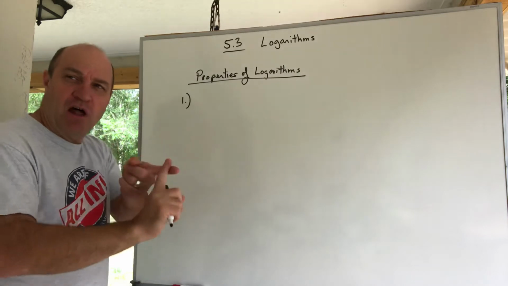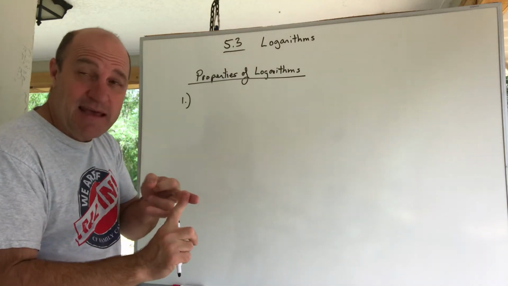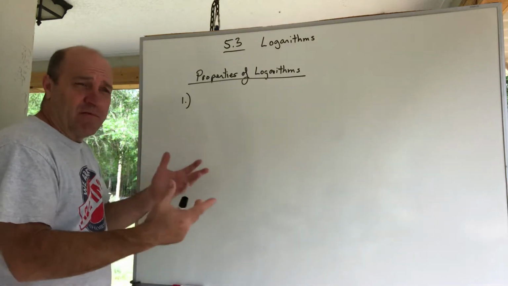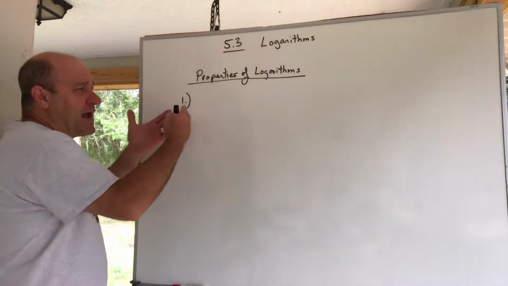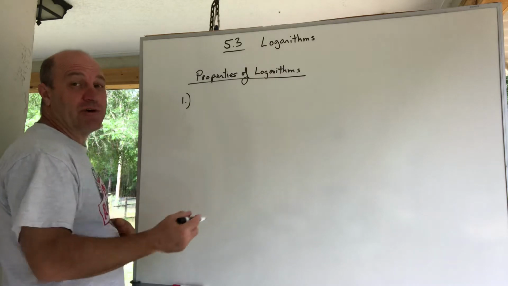So there's the common log, base 10. There's the natural log, ln, base e. e is just a number. There's also log base 3, log base 2, log base 7. There's all kinds of logarithms. So when I write this, I could do it for any logarithm. I'm gonna use ln. It's shorter.